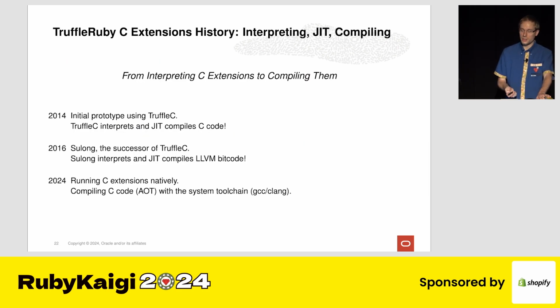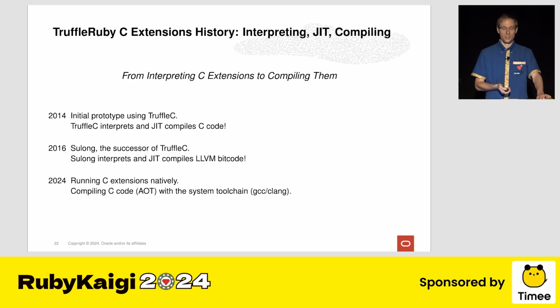So in summary, we've seen that TruffleRuby started by interpreting and JIT compiling C code, and then the same but for LLVM bitcode, and finally went back to compiling C code ahead of time using a system toolchain, so running C extensions natively.